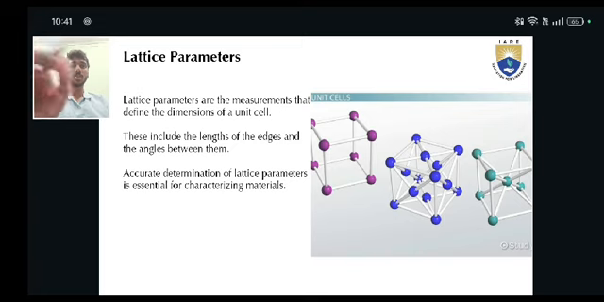Now let's see about lattice parameters. Lattice parameters are the measurements that define the dimensions of a unit cell. These include the lengths of the edges and the angles between them. Accurate determination of lattice parameters is essential for characterizing materials.